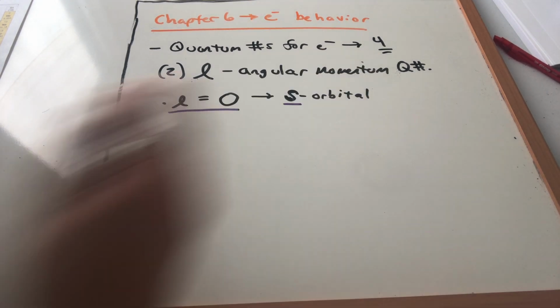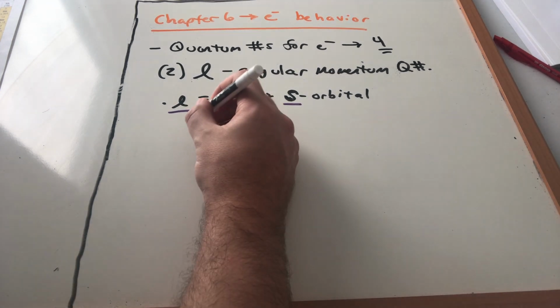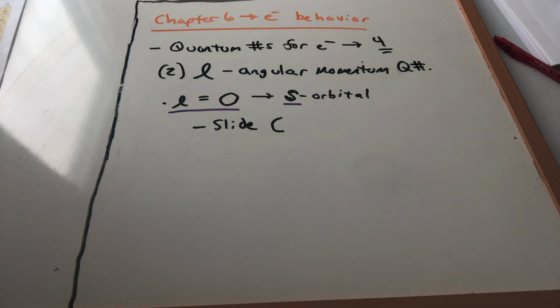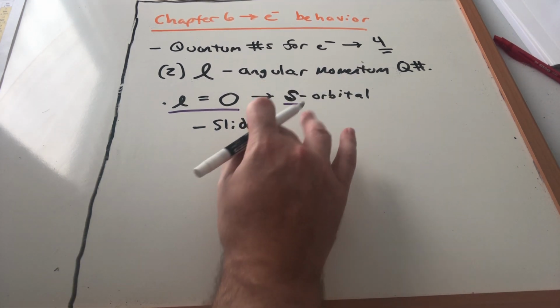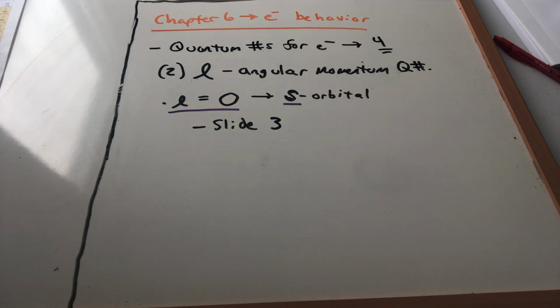S orbital. Okay. And if you look at your slideshow, which is labeled slideshow 6, 7, you'll see many pictures that describe an s orbital. But what you want to focus on is the general shape that you see.